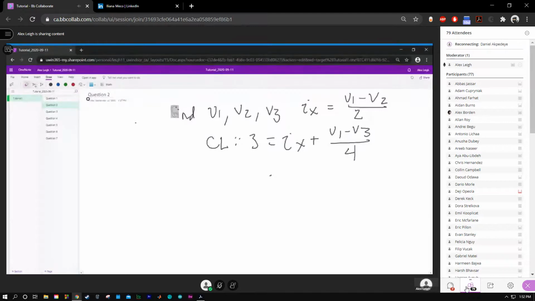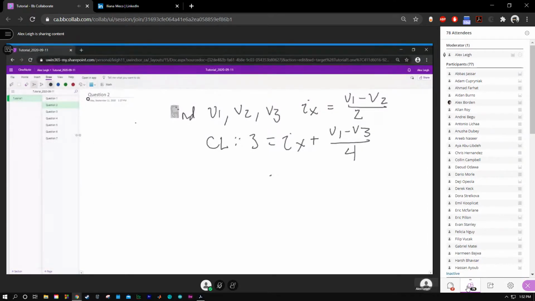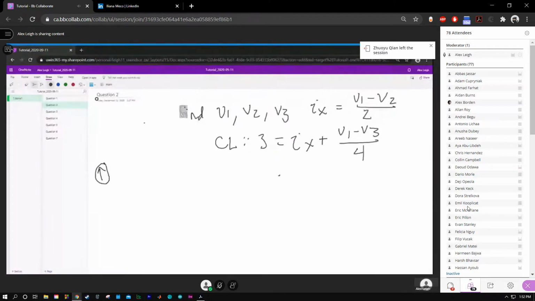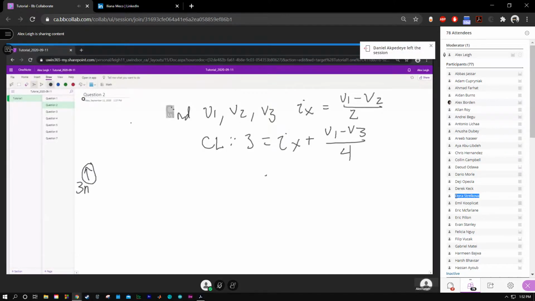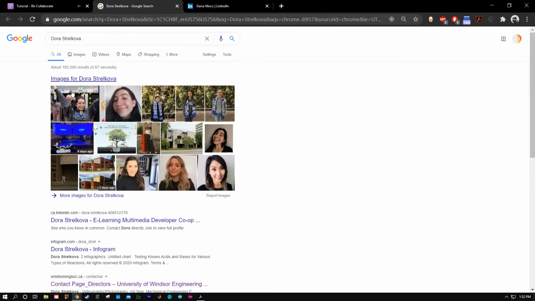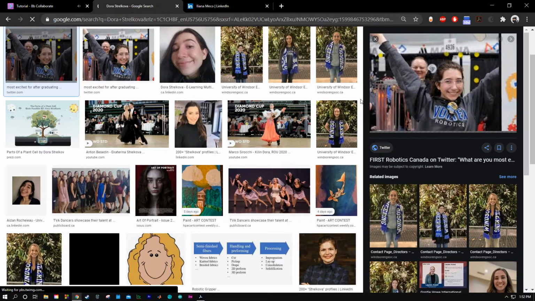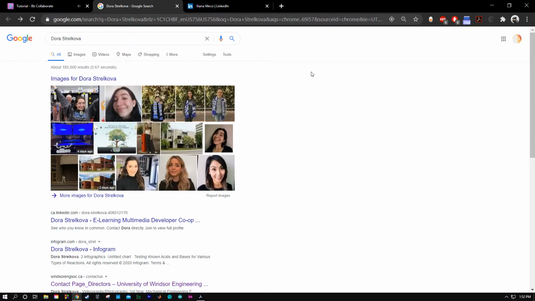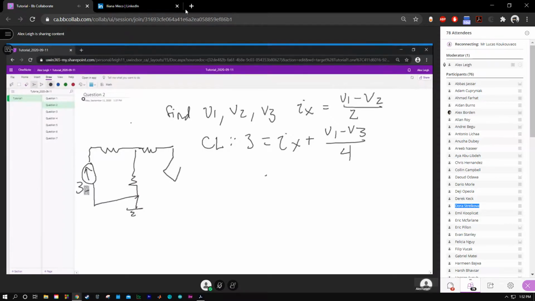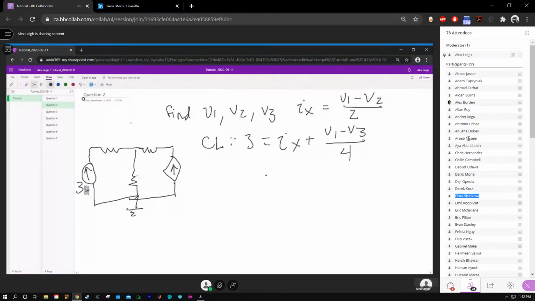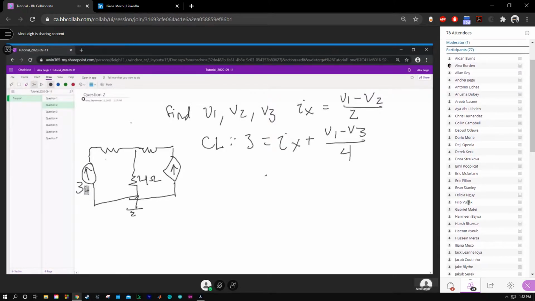Okay, I'll have to figure out why that keeps popping up. So I'll try and draw bigger. So we have, first of all, 3 amps. Four ohms, 2 ohms, 8 ohms, 2 times Ix, and this here is Ix.